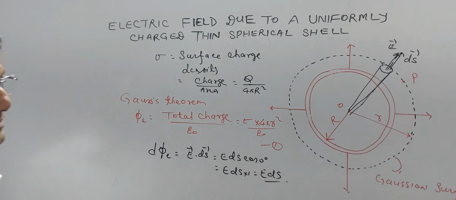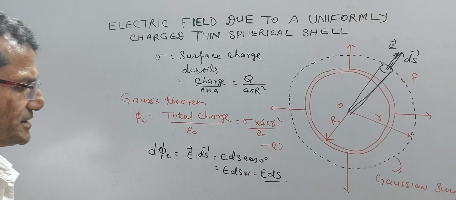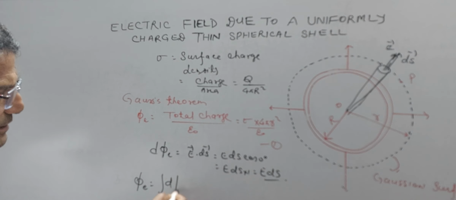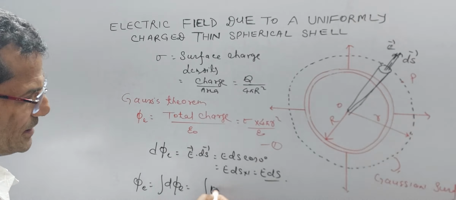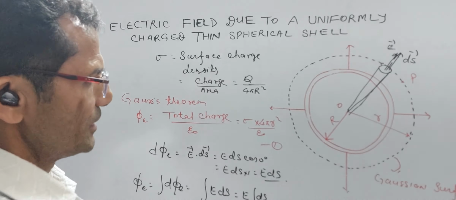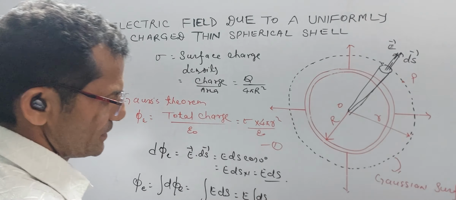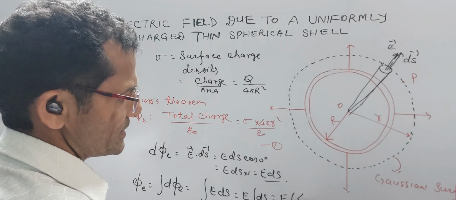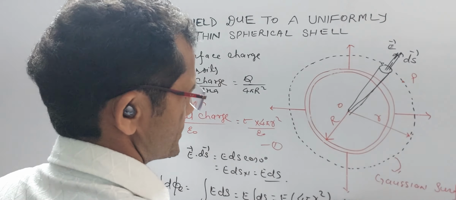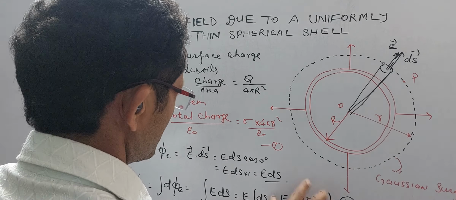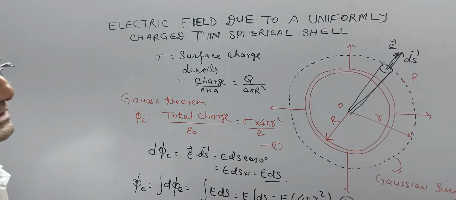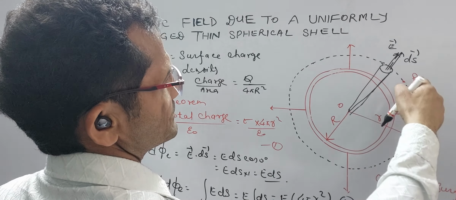Now the total flux passing through the whole Gaussian surface: we have to integrate this. The total electric flux will be phi equals integral of E times dS. E is taken out, and now the total area of this Gaussian surface will be the surface area. Mathematically we can calculate it as 4 pi small r square. Now this is equation number 2. Using equation number 2 and equation number 1, we will be able to find the electric field at the point P.